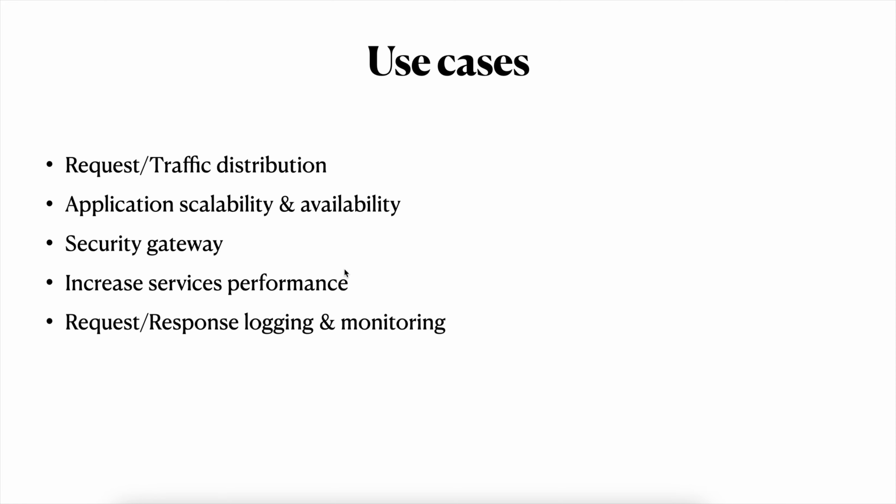We can use it for availability also. If the service is down, then it will not forward the request to the down service. It will act as a security gateway because it's the first layer of security when the user hits your backend services. It can protect your services from DDoS attacks. We can implement authentication, authorization, and threshold on the LB level so your service will not be hampered.